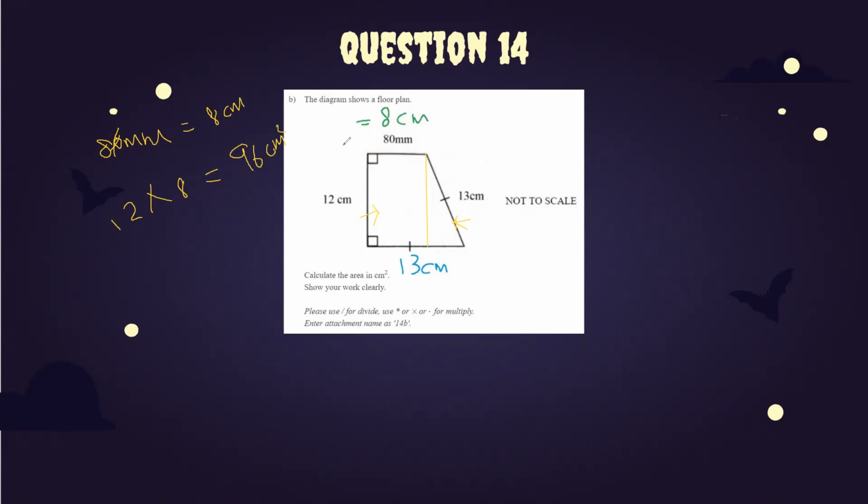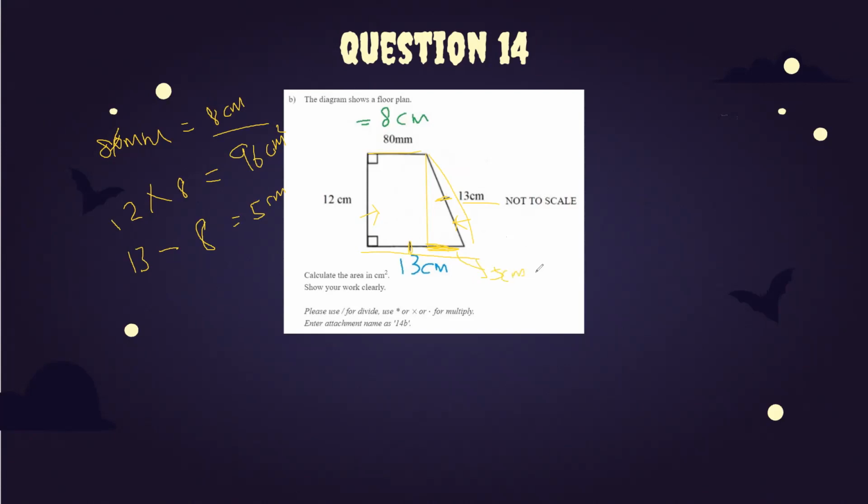And for the triangle, because this length here is equal to this length here, you know that this length is 8 cm. So you use 13 minus 8 cm, which equals 5 cm. So you know that this part here is 5 cm.